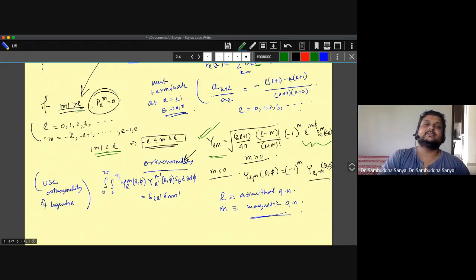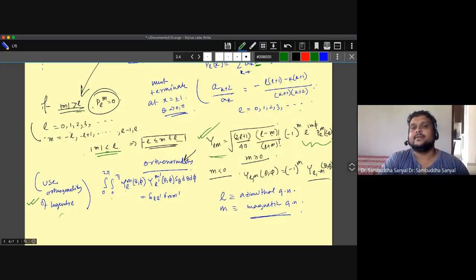So you can check this by imposing this orthonormality condition, that this Y_lm(theta, phi) must be orthonormal. Once you work out this integral, for that you have to use the orthonormality integrals of Legendre polynomials, and you will get this particular prefactor.